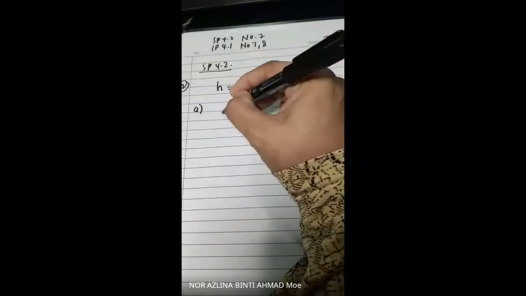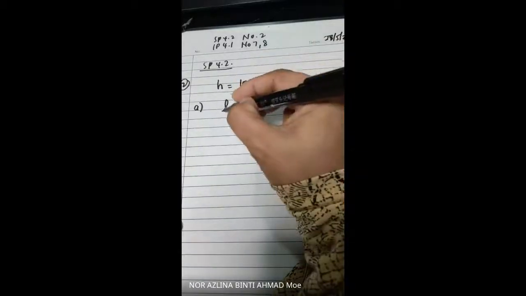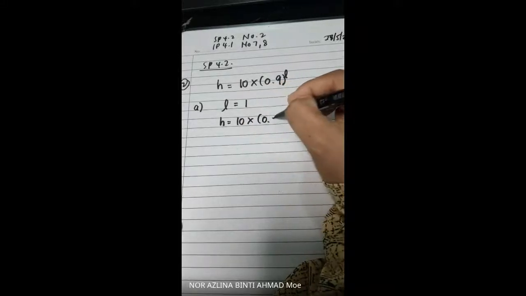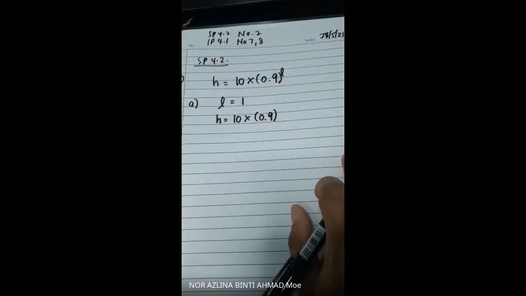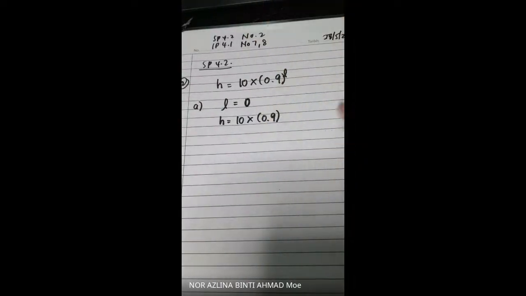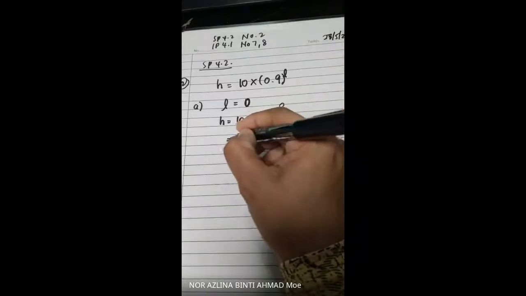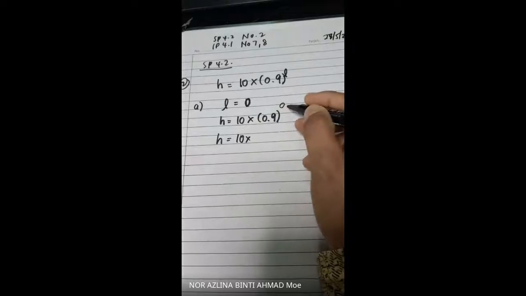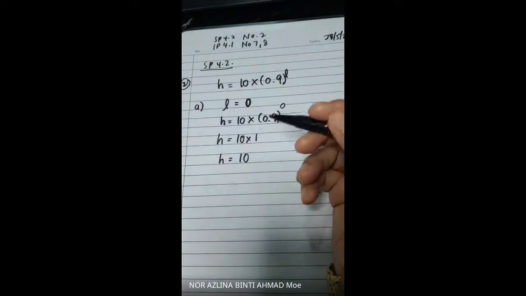So when the ball was released, L equal to 1 because this is the number of bounces for the first time. Okay, so you substitute L equal to 1. H equal to 10 multiply 0.9 to the power of... This is self-practice 4.2, number 2. When released, sorry, L equal to 0. Okay, released, he has just released it. He has not fallen down yet. Bounce, that is when he bounces. So L equal to 0. So H equal to 10 multiply any number to the power of 0. The answer is 1. So H equal to 10. In cm, 10 cm.